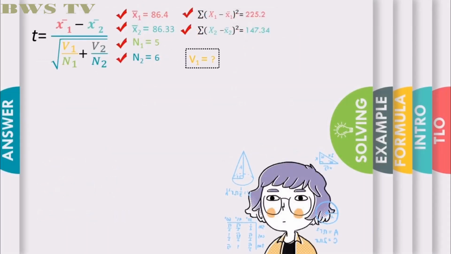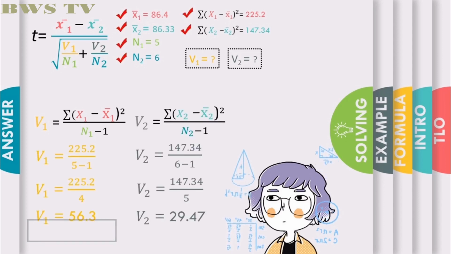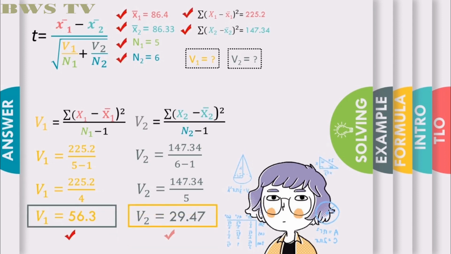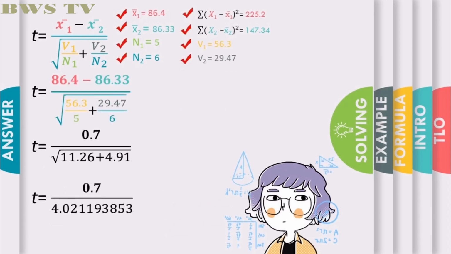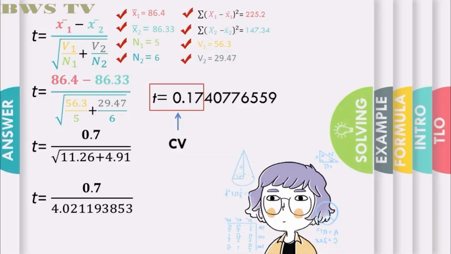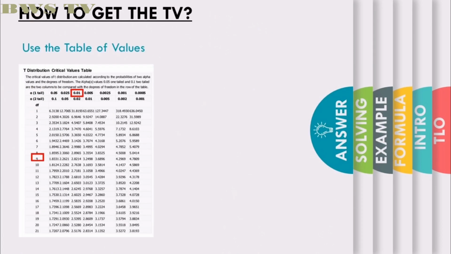Now we proceed to solving for variance 1 and variance 2. Like we did a while ago, substitute the values using the formula. So our variance 1 is 56.3 and our variance 2 is 29.47. Now our values are complete. Now let's get the computed value. Using the formula, we get 0.17 as our computed value. Using the table of values, our tabulated value is 2.821.